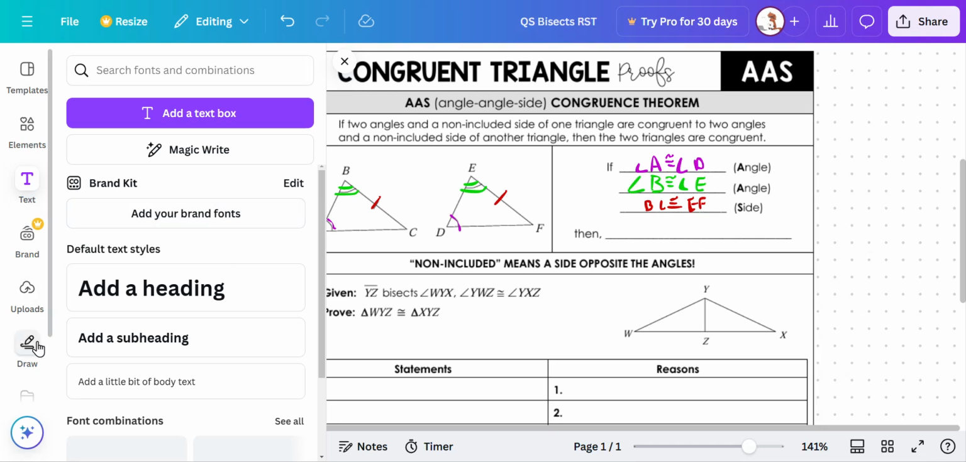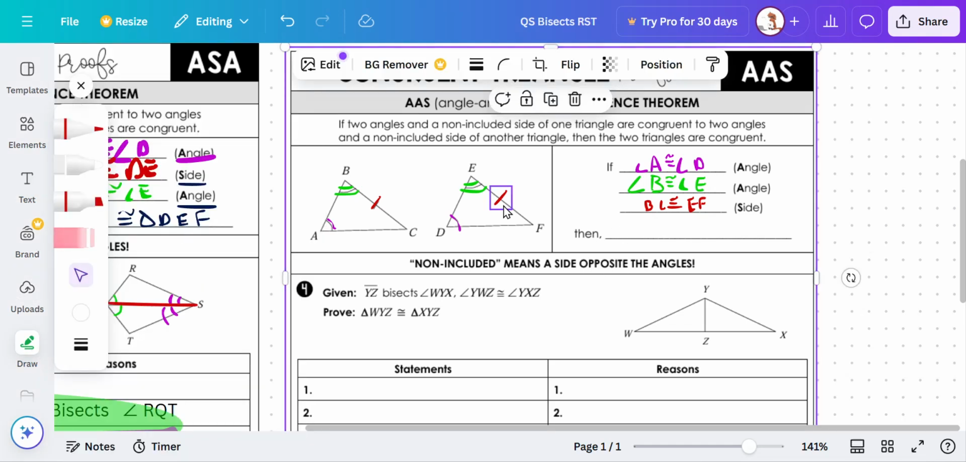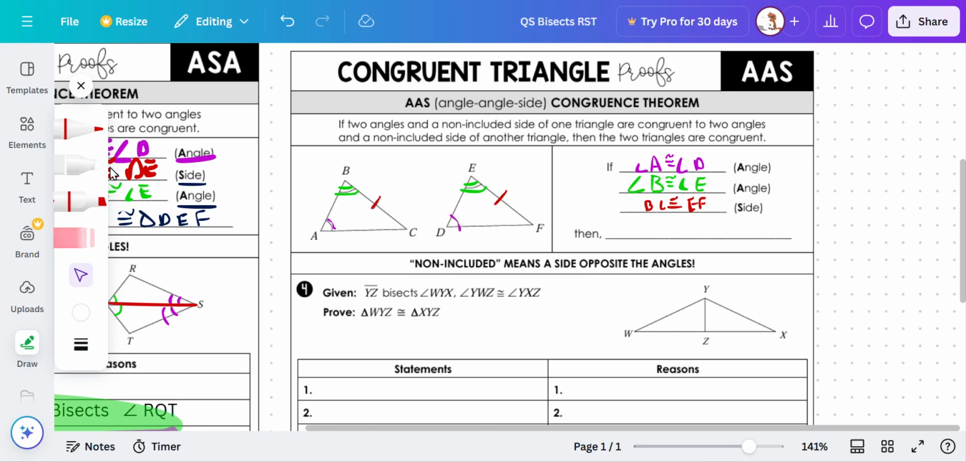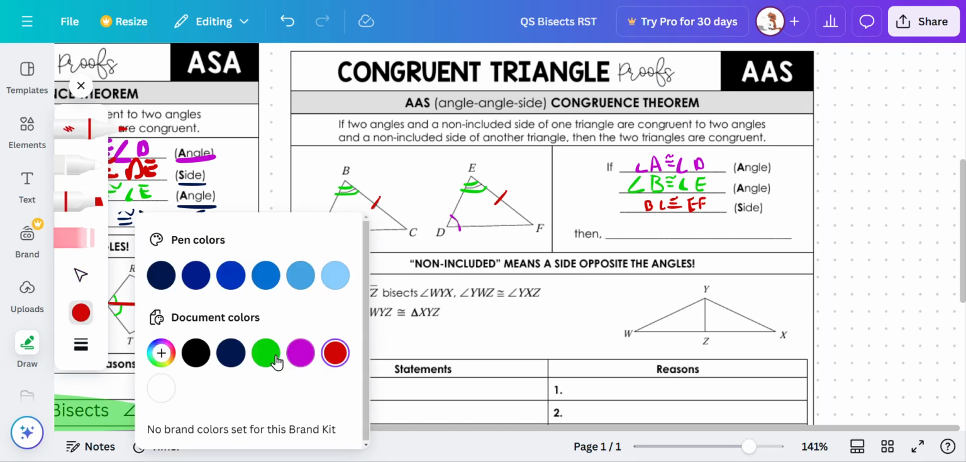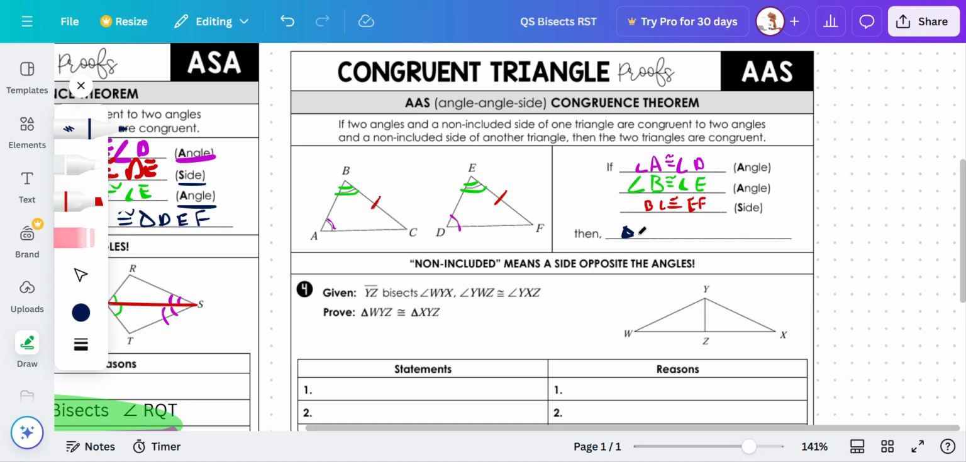Okay, so last but not least, we can make the statement. Oh, I don't think this will let me do triangles. We'll just draw it. So we can make the statement that triangle ABC here is congruent to triangle DEF.